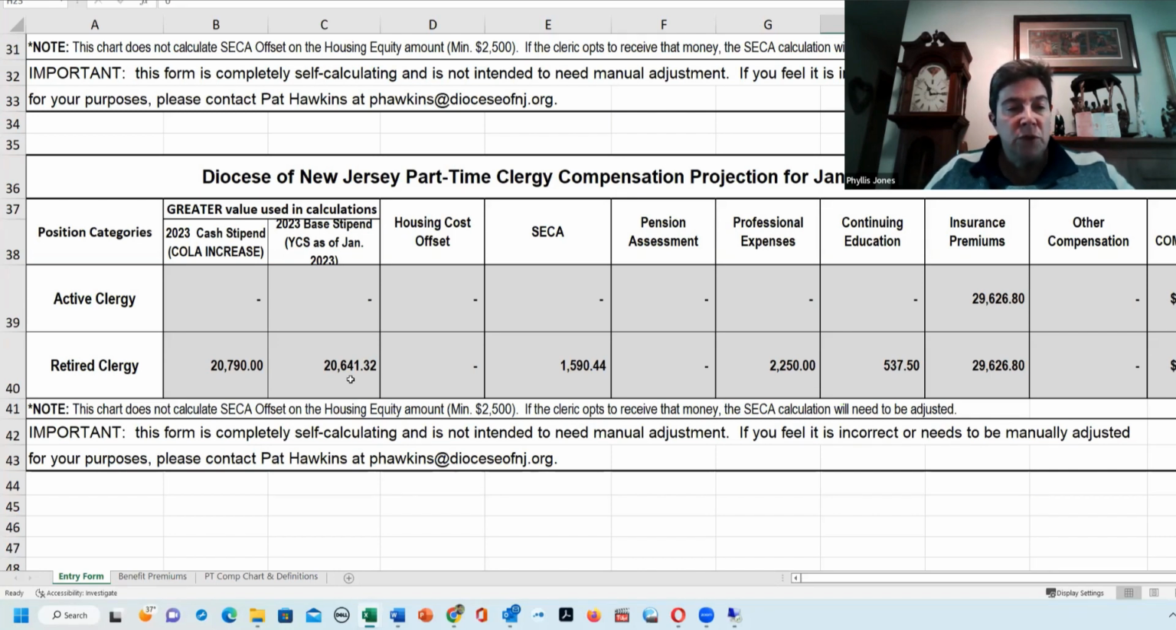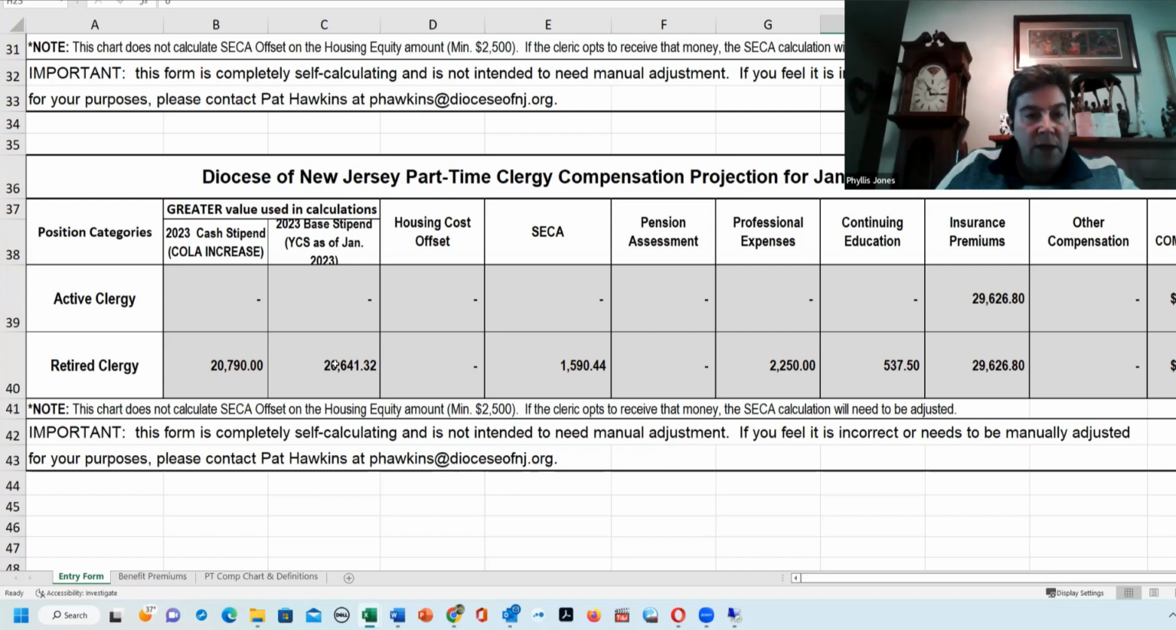Then that number, which you see here in our example is $20,790, gets compared to the base stipend based on the years of credited service. So the COLA will never apply to the number for the years of credited service. It's a comparison. It's an either or. It's either the cash stipend plus the COLA, or the base stipend based on years of credited service. Whichever one is higher, that's what this worksheet does, it compares the two.